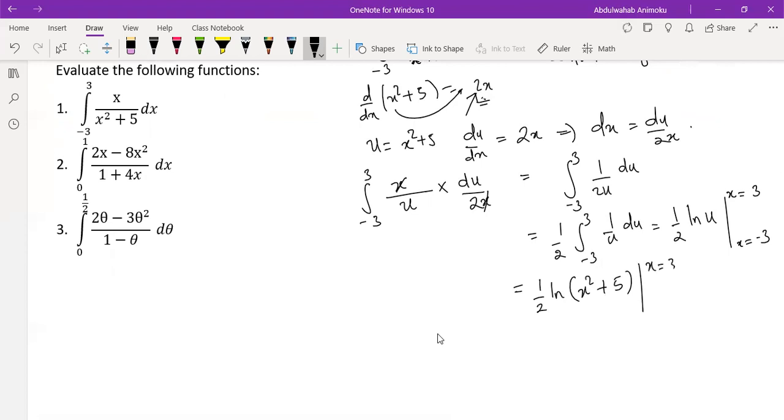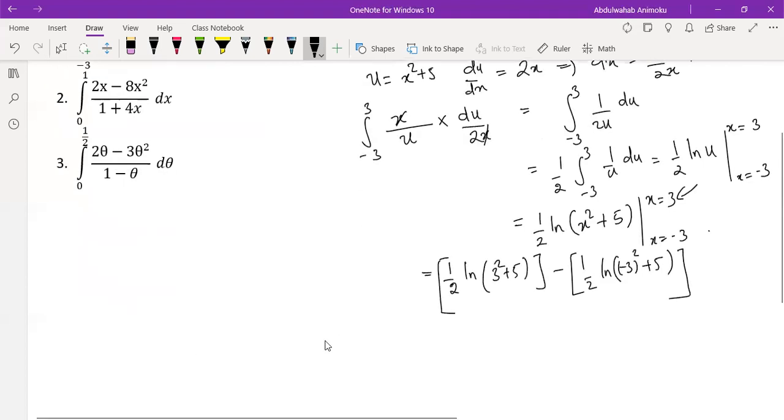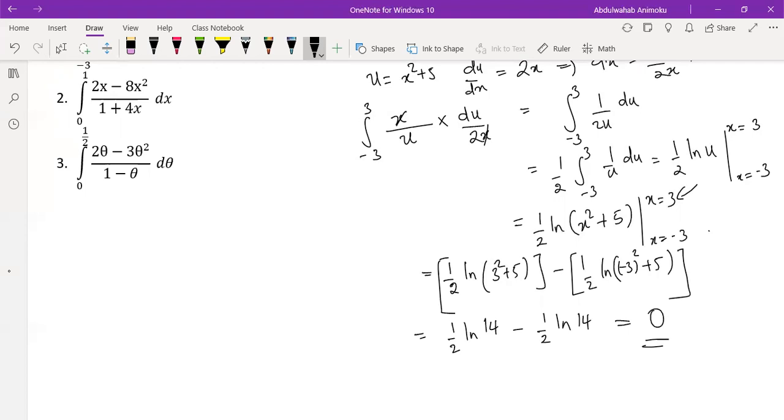We now evaluate this at x equal to 3 and x equal to minus 3, which is quite easy now. Make sure you put brackets around your solution, it will make everything clean and smooth. We are evaluating first at the higher boundary, when x is 3. So that will be 1 over 2 ln of 3 squared plus 5, minus 1 over 2 ln of minus 3 squared plus 5. Does this make sense? Yeah, I think it does. Now let's quickly simplify. This is 1 over 2 ln 9 plus 5, that is 14, minus 1 over 2 ln of minus 3 squared, which is also 9 plus 5, that's 14. So this will give us 0. That will be the solution to that particular problem.